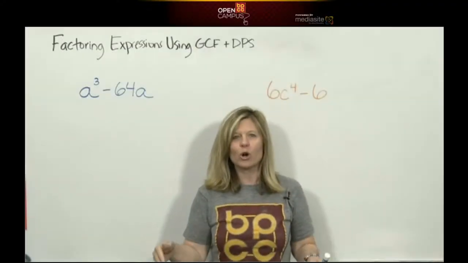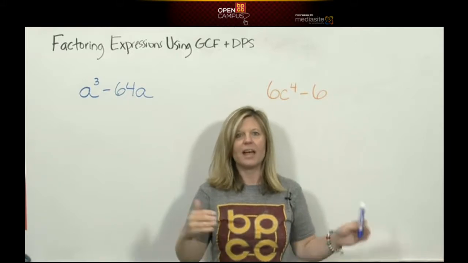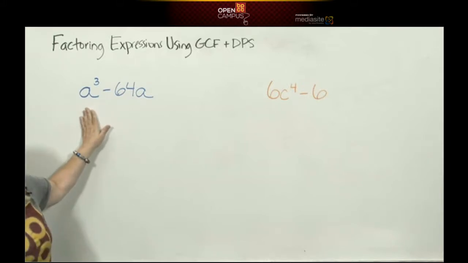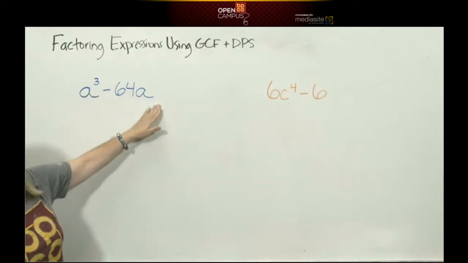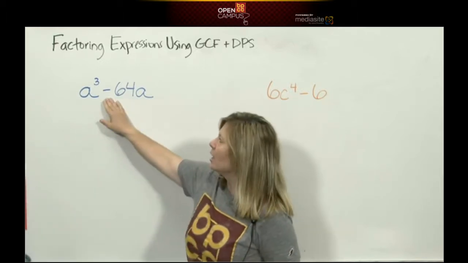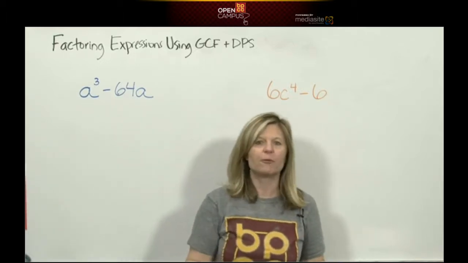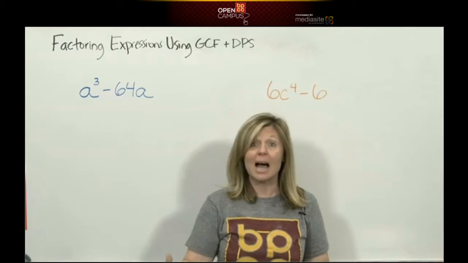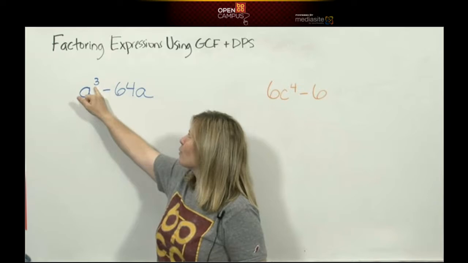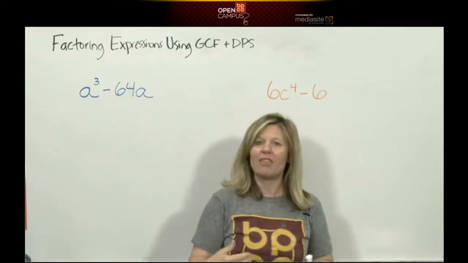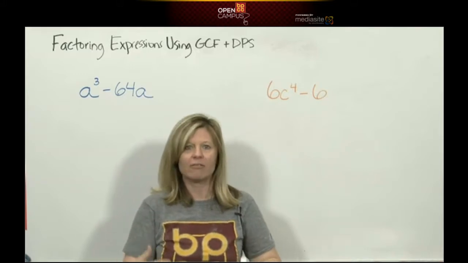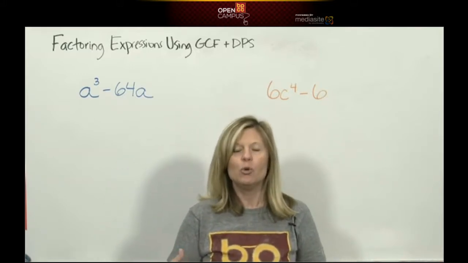Okay, here we go. We're going to now apply both GCF and DPS rules of factoring. If you look here at my expression, a cubed minus 64a, a lot of you will jump the gun and say, oh, it's got a difference. There's two terms. This must be difference of perfect squares. But it's not. Even though 64 is a perfect square, that exponent's a 3, that exponent's a 1, and they're not even.